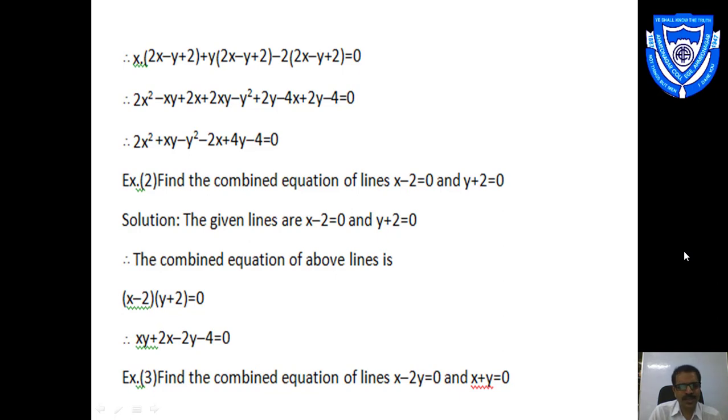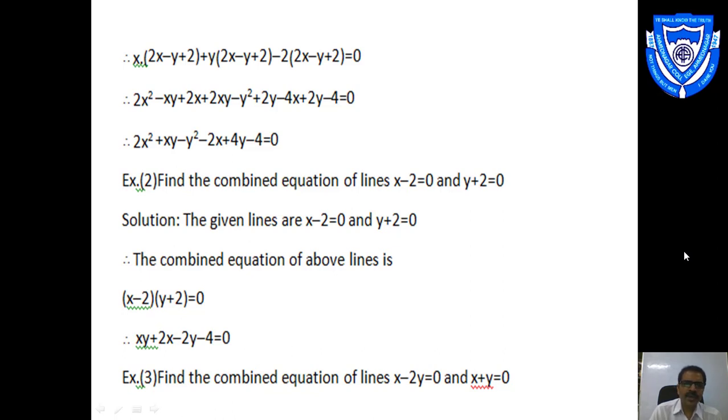So minus 4 is equal to 0. I think no more simplification is possible. So you can declare that 2x square plus xy minus y square minus 2x plus 4y minus 4 is equal to 0. This is the joint equation of the given pair of lines.